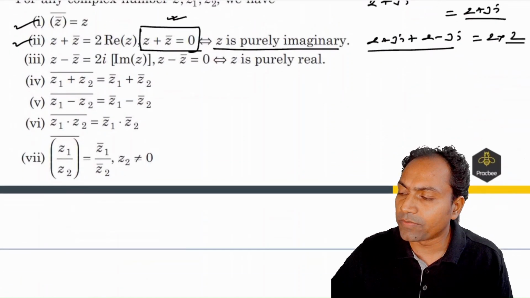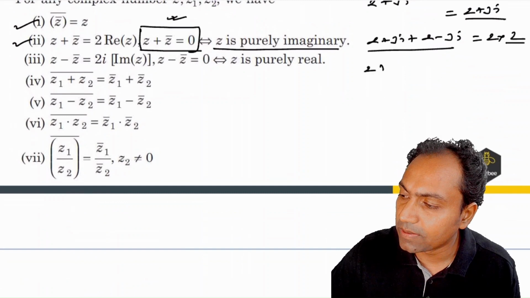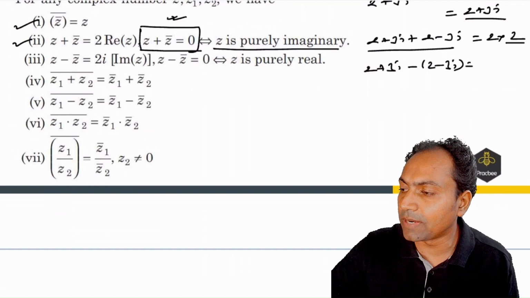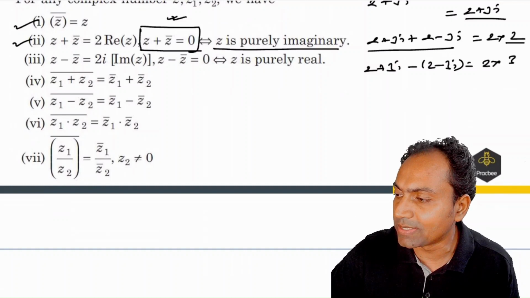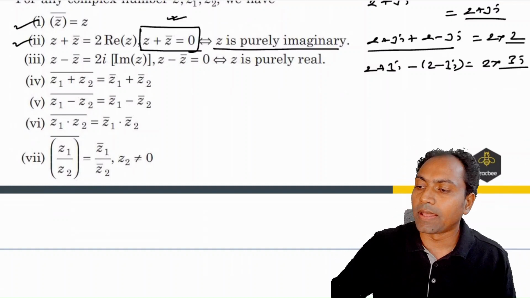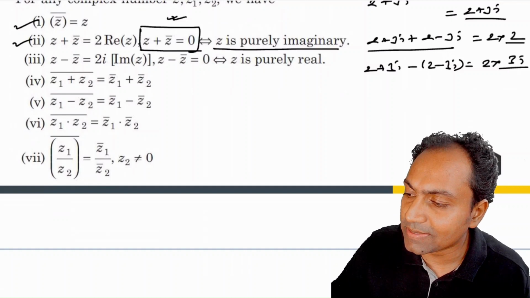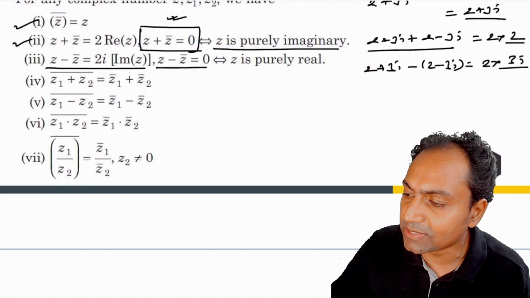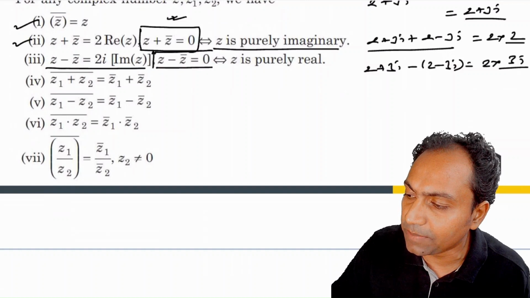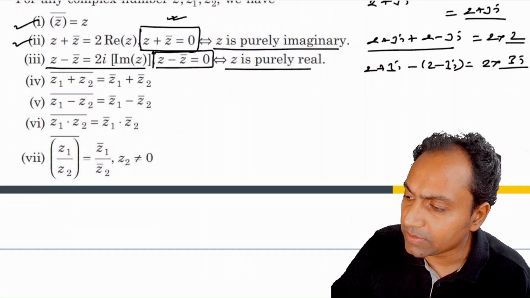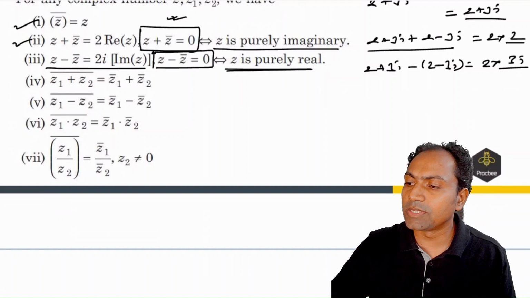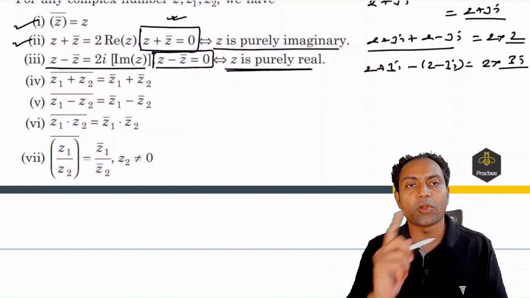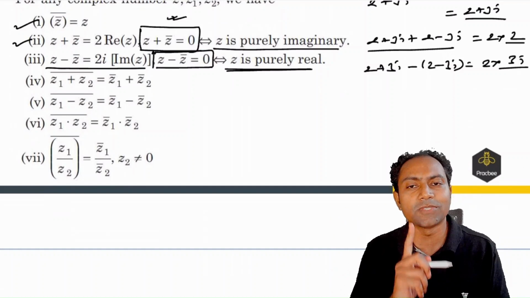Similarly, in the next one, we are taking 2 plus 3i and subtracting from this 2 minus 3i. Now you can see the real part will get cancelled out and we will get twice the imaginary part. That is the reason that z minus z bar will be equal to 2 times the imaginary part. And if I put z minus z bar equal to 0, that would mean the imaginary part will become 0 and hence it becomes the condition for purely real. So these two conditions, something becoming purely real and purely imaginary, are very important conditions from JEE Mains point of view.